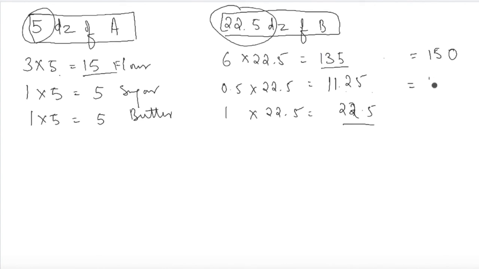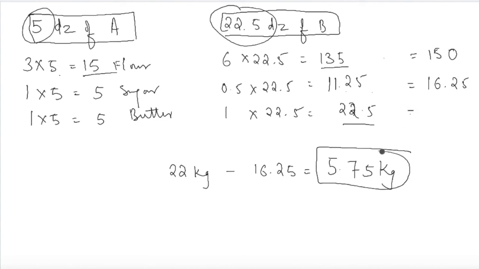Sugar used is 16.25, but you had 22 kilograms. तो sugar आपकी बच रही है because you had 22 kilograms of sugar and you are only using 16.25 kilograms of sugar. You are left with 5.75 kilograms of sugar. So the baker has extra or surplus sugar left with him, and butter is also 27.5, 22.5 plus 5, and he had 27.5 in fact.